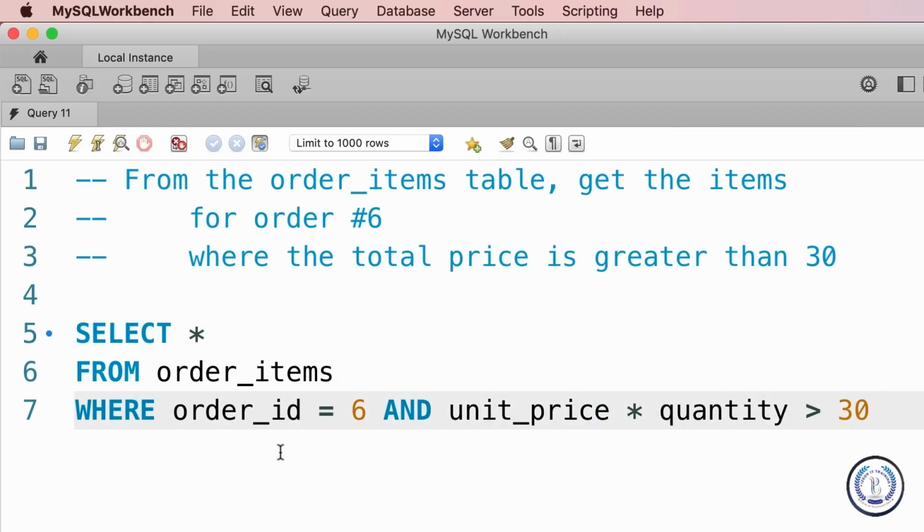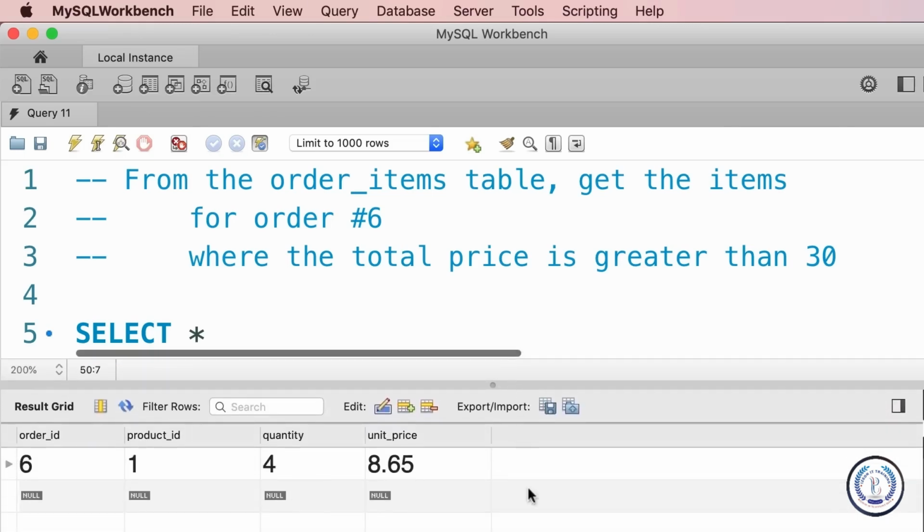Now let's execute this query and see what we get. We should get only one item. That is for product 1. Here the quantity is 4 and unit price is just over $8. So the total price for this item is greater than 30.